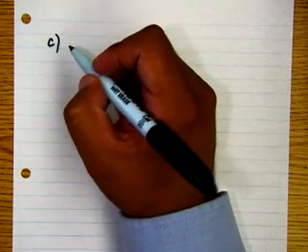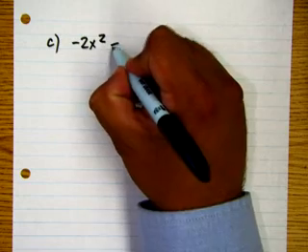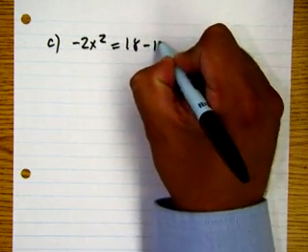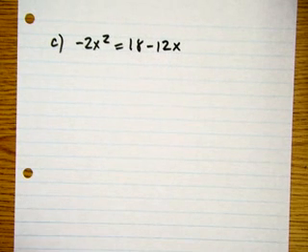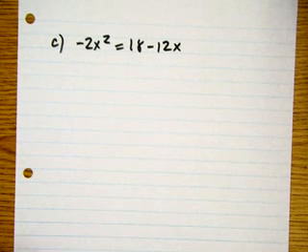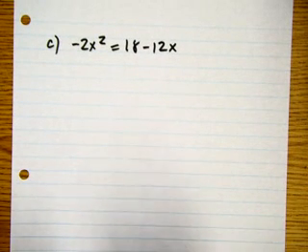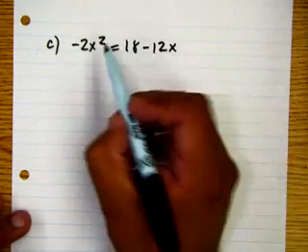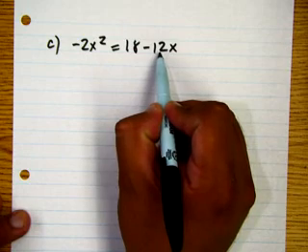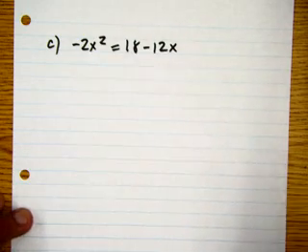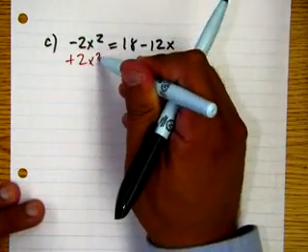And in problem C, we have negative 2x squared is equal to 18 minus 12x. Notice that this problem is different now. So what we're going to do is write this first of all in standard form. The easiest thing to do is to move the negative 2x squared to the right side. That way I don't have to do a lot of work here. So I'm going to add 2x squared to both sides.